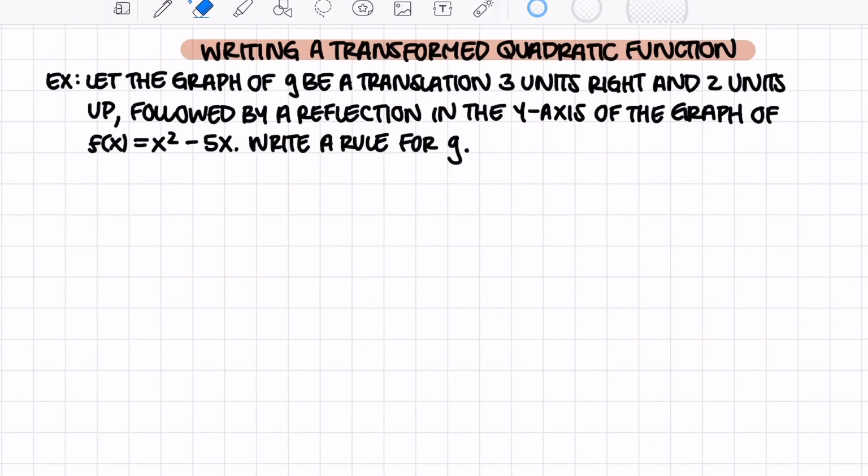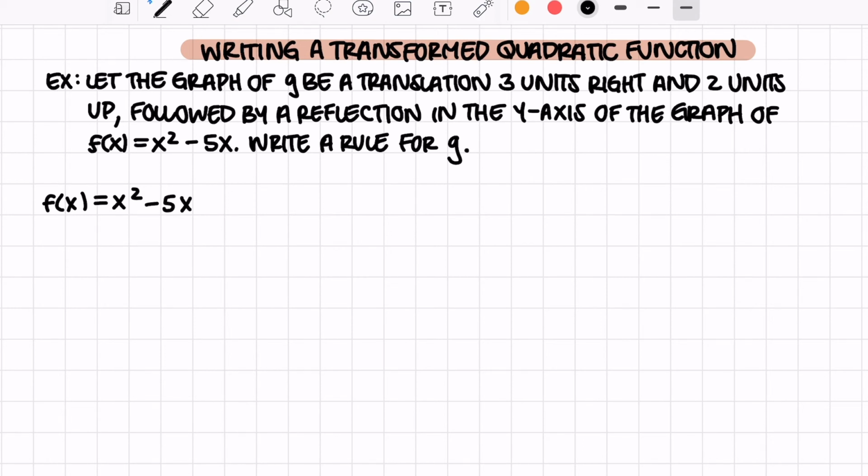Alright, so the next one is asking us to write a transformed quadratic function. The example is: let the graph of g be a translation 3 units to the right and 2 units up, followed by a reflection in the y-axis of the graph of f of x equals x squared minus 5x, and then we're writing a rule for g. Cool. So start off again with your original function, which is f of x equals x squared minus 5x.